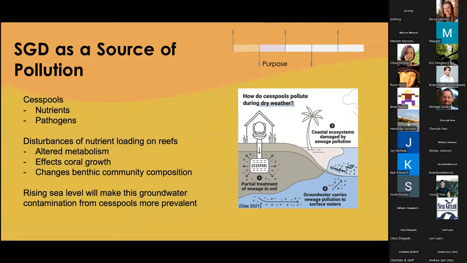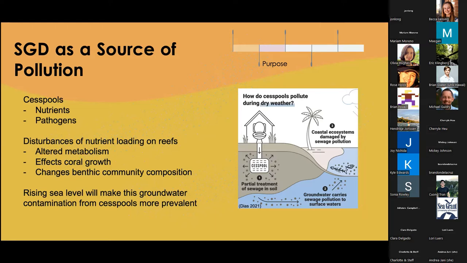So some of the purpose of this research is to study SGD as a source of pollution on reefs. Cesspools are common wastewater systems that you can find throughout Pacific islands. And they're basically cement structures underneath a residential community that hold wastewater. And they usually have empty bottoms. And the wastewater can seep into the sediment surrounding that cesspool. If the groundwater level reaches that sediment, it can become contaminated with the nutrients and pathogens from that wastewater and then be discharged directly onto a coastal reef ecosystem by submarine groundwater discharge.